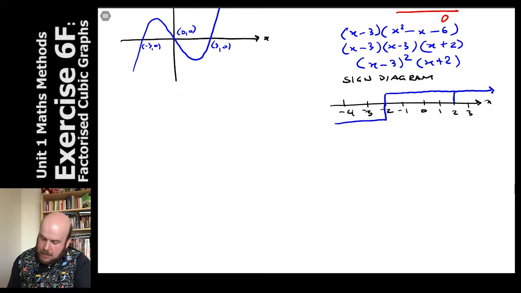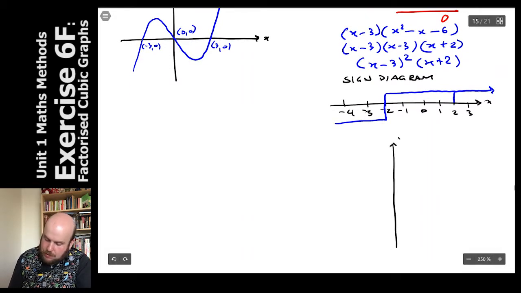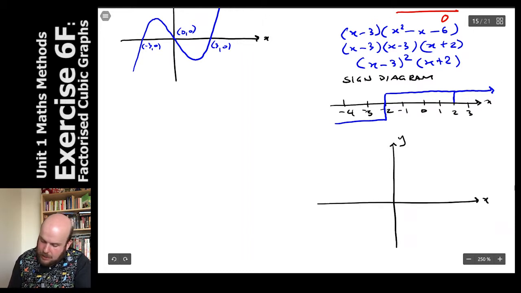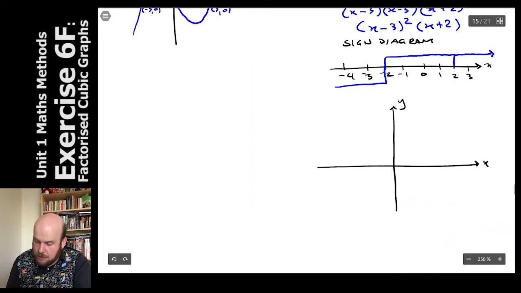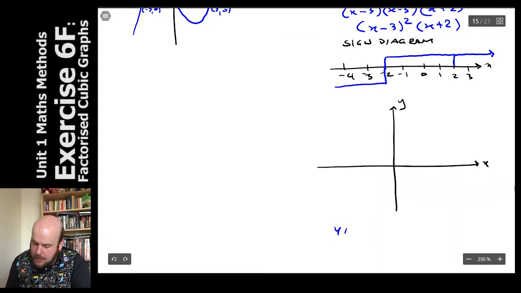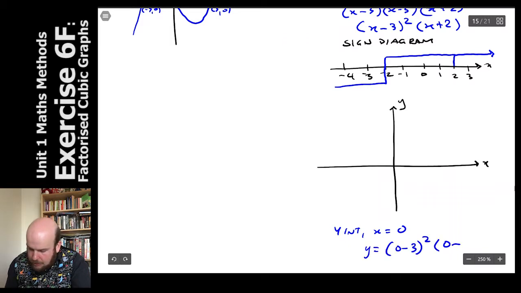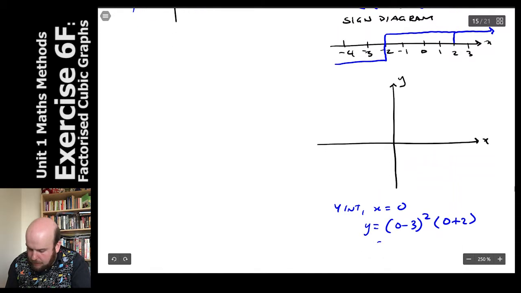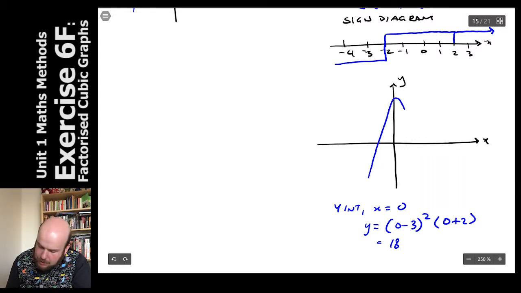What we're now going to do is draw this graph. We've got an x-intercept at negative 2, and then we've got the turning point at positive 3. So let's go and find the y-intercept. X equals 0. So that's going to be 0 minus 3 squared times 2. So 9 times 2 is 18. So that's at 18. So we're going to be looking something like this.